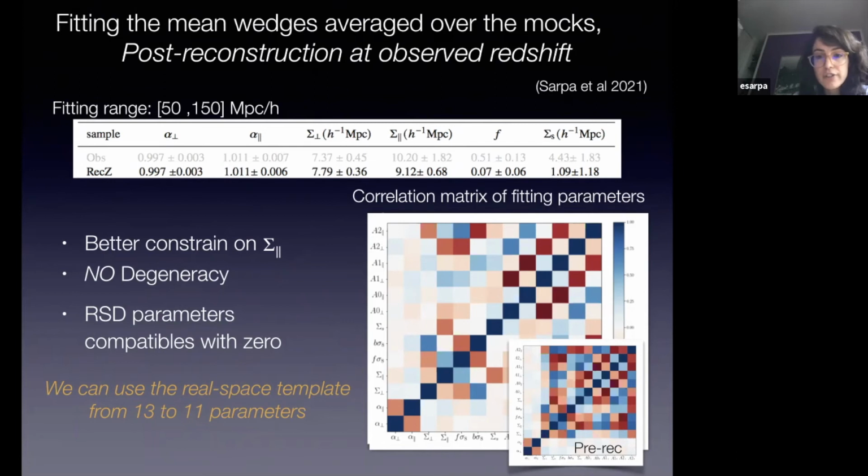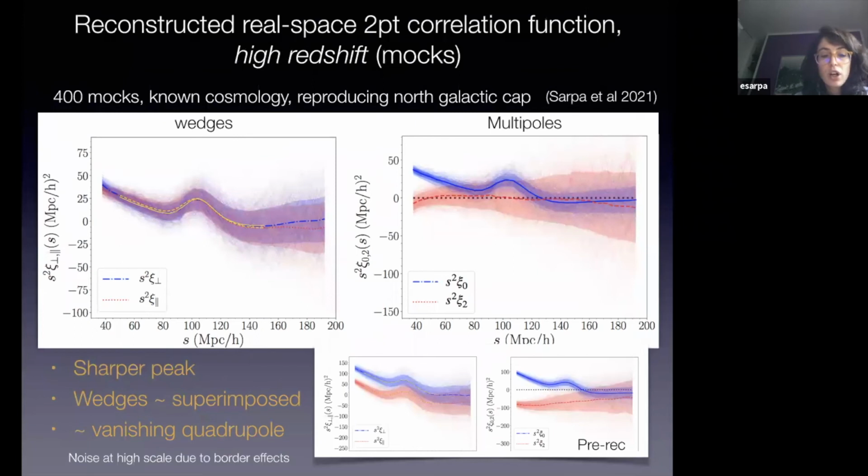One of the more important things we found fitting the 2-point correlation function at the observed redshift is that now both the parameters that describe redshift space distortion, linear f and nonlinear sigma f, are compatible with 0. So we are allowed to decrease the number of free parameters from 13 to 11 by removing the part of the template that was accounting for the effect of redshift space distortion. We then used this real space template to fit the reconstructed 2-point correlation function at higher redshift.